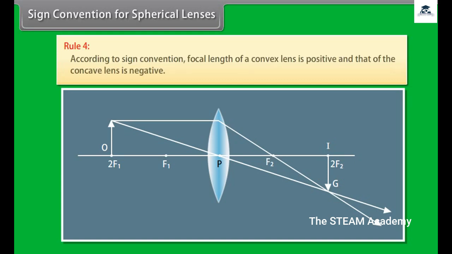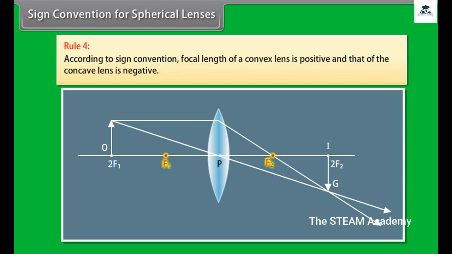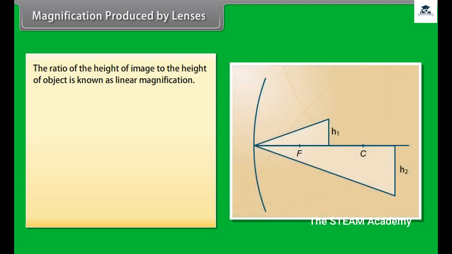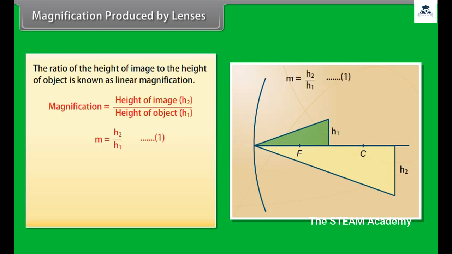Rule 4. According to sign convention, focal length of a convex lens is positive and that of the concave lens is negative. Magnification produced by lenses. The ratio of the height of image to the height of object is known as linear magnification. Magnification is equal to height of image h2 upon height of object h1. M is equal to h2 upon h1, which is equation 1.